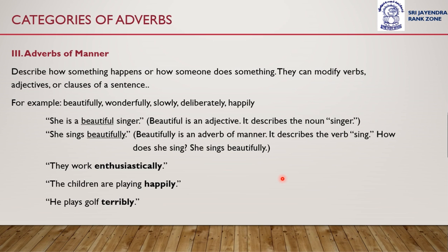So, in the first sentence, she is a beautiful singer. Beautiful is used as an adjective. But in the second sentence, she sings beautifully. We are talking about the verb only. Therefore, beautifully is an adverb of manner and it describes the verb sing. How does she sing? She sings beautifully. Alright, this is an adverb of manner.